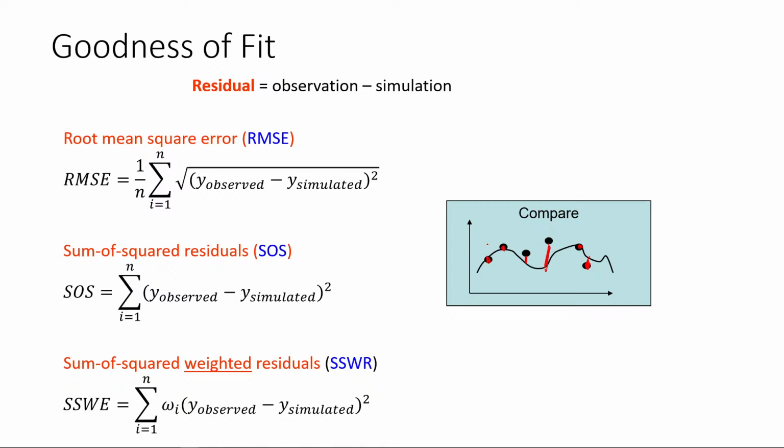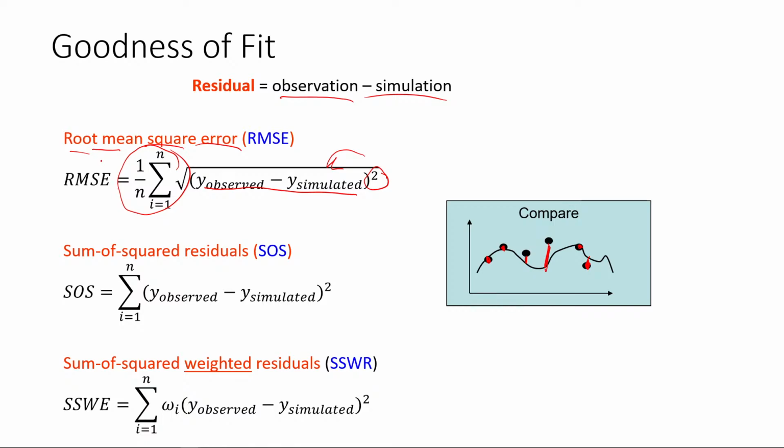So basically, how could I calculate this? The residual is the observed minus the simulated. You square them. Why do we square them? Because if one is negative and another is positive, they will cancel out. So that's why we square them. And then we take the mean and the square root. So that's called root mean square error. The error is my residual squared, and then I take the mean and then the square root.